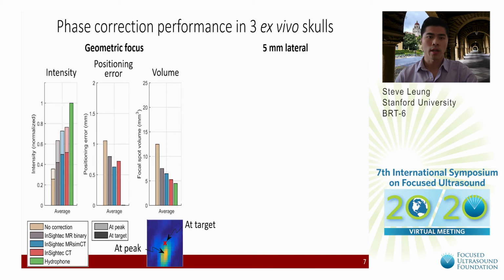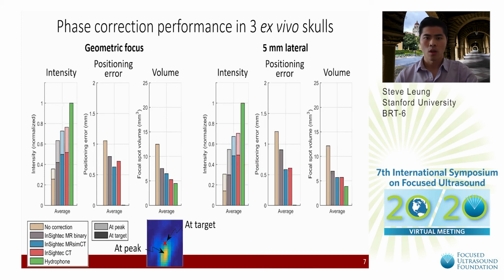Steering 5 millimeters lateral of the geometric focus, we can see that using MR binary mask, the intensity at the focus is substantially reduced. However, MR sim CT and CT still perform similarly. Due to large variance across the 3 skulls, none of the methods were found to be statistically different.